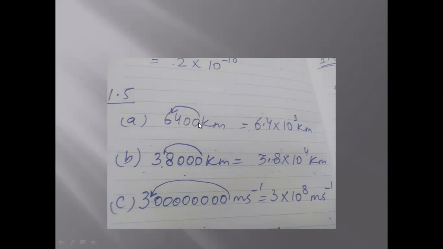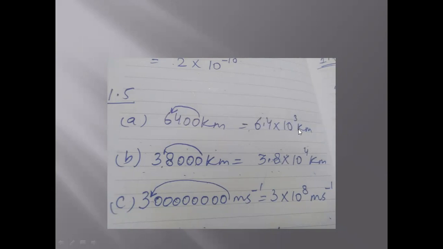First, by this arrow, you can see the point is in the end. You will move it, you will give it 3 jumps and it will be here. And when there is a jump from your right hand to your left hand, no minus sign is placed. We will not put any minus sign and it will become 6.4 into 10 raised to power 3 kilometers.